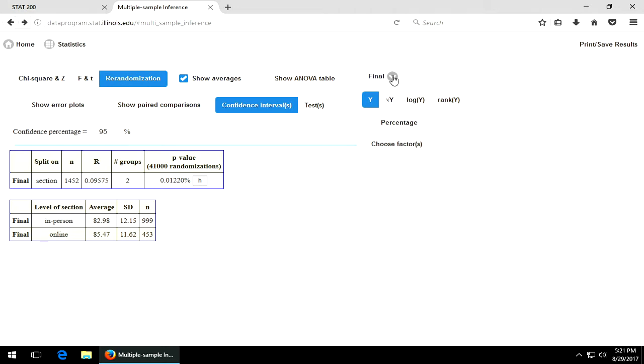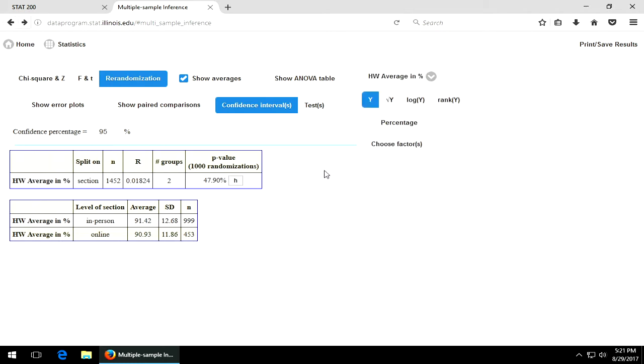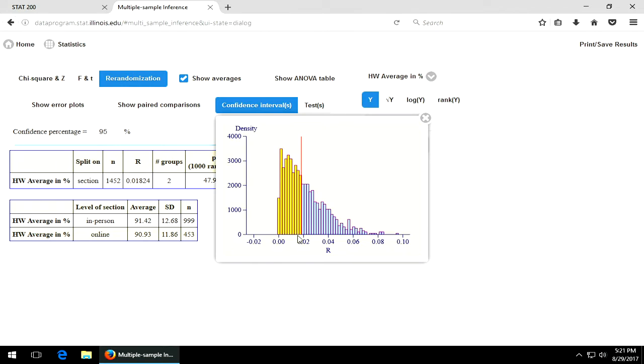Now you can also look at other data here. For example, you can look at the bonus points, or you can look at the homework average. Why don't we try that? So now we're looking here, and there's a very small difference in the homework of 0.49, almost 0.5 difference, but the p-value is huge.